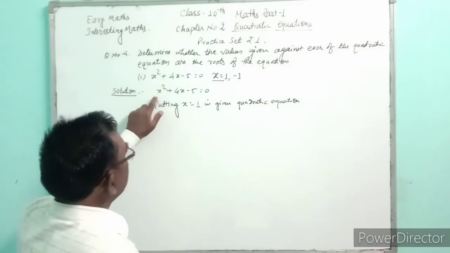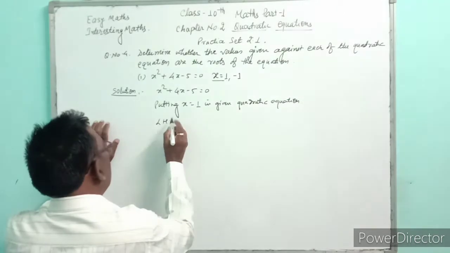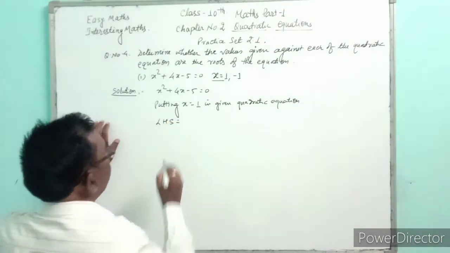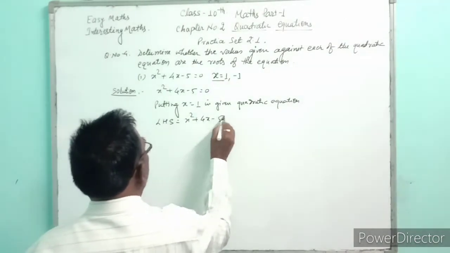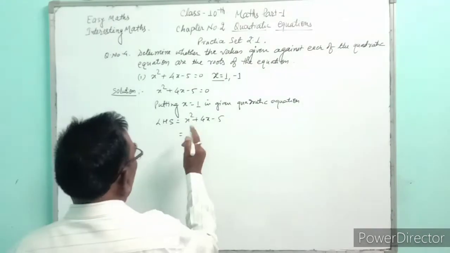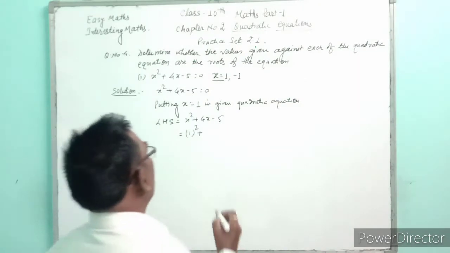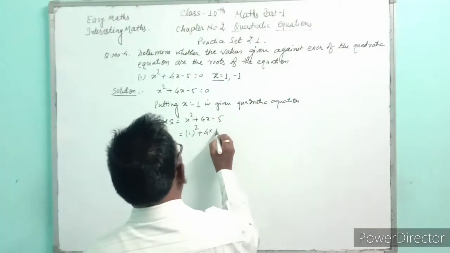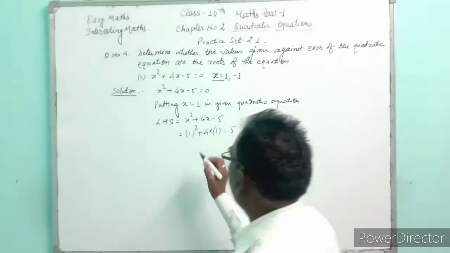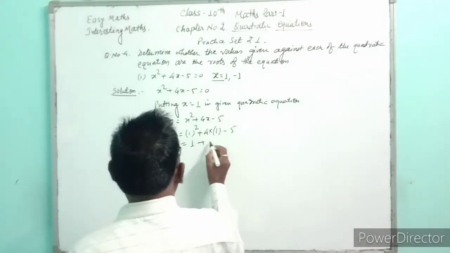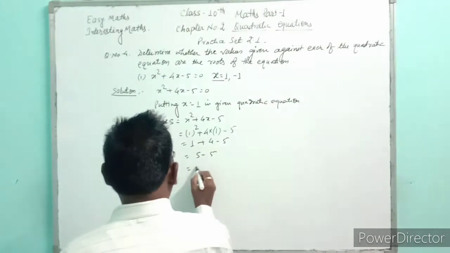The equation has two sides. This is the left hand side and this is the right hand side. So we will put the value of x in the left hand side. Left hand side is equal to x square plus 4x minus 5. We are putting x is equal to 1. So 1 square plus 4 into 1 minus 5. Square of 1 is 1 plus 4 into 1 means 4 minus 5. 1 plus 4 is 5. 5 minus 5 is equal to 0.